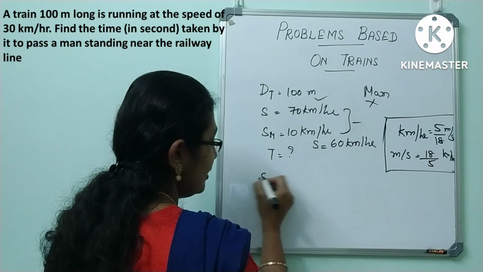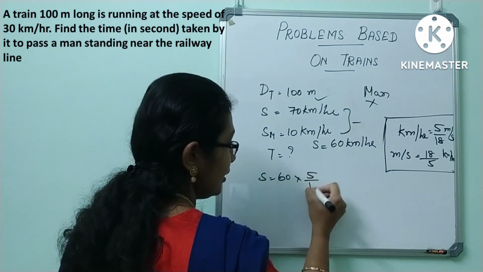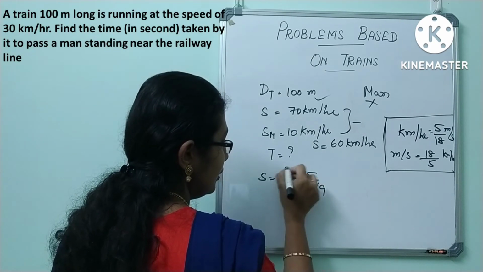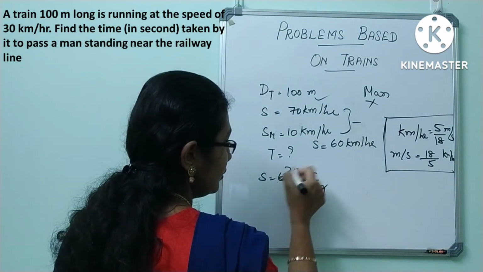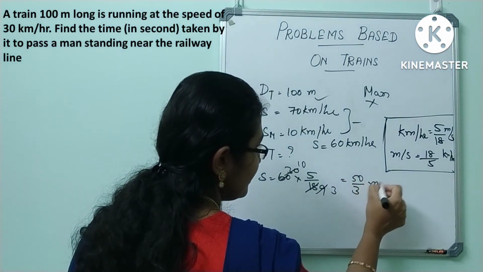So convert that speed into meter per second. 60 into 5 by 18. 30 times. So 50 by 3 meter per second you will get.